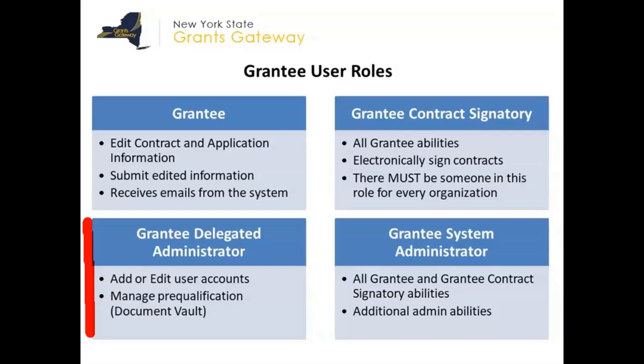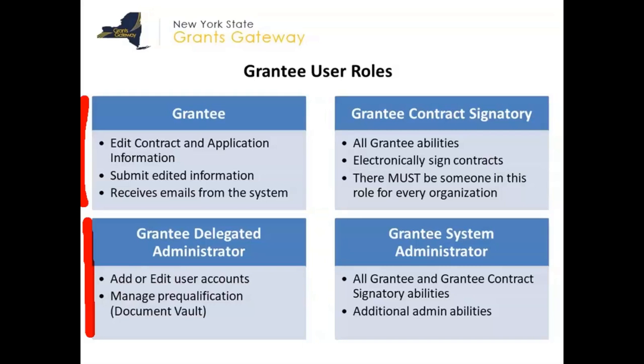So there's a couple other roles that can be set up by the Grantee Delegated Administrator. One here on the top left is Grantee. And this person can edit contract and application information. They can submit the edited information, and they would get emails from the system if they had tasks related to a contract or an application. But they can't sign a contract.